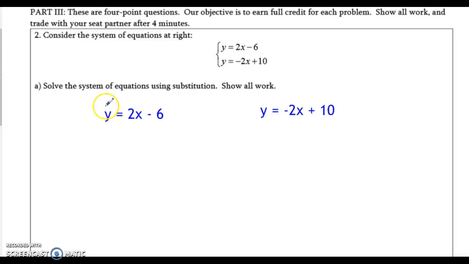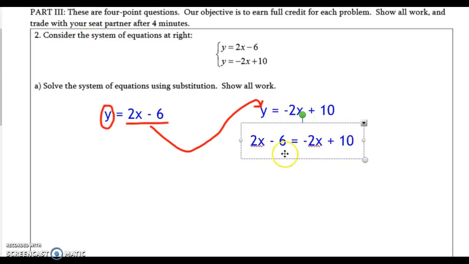So here we have the two equations. We know that y is equal to 2x minus 6. So we're going to take this value, which is 2x minus 6, and we're going to substitute it into y. So instead of writing y, I'm going to rewrite this equation as 2x minus 6 equals negative 2x plus 10. And you see that's exactly what I did. I took out y and I replaced it with 2x minus 6 because I know they're equivalent.